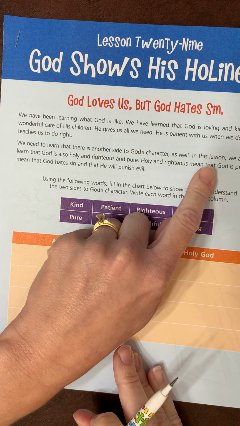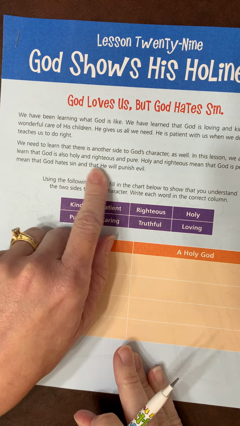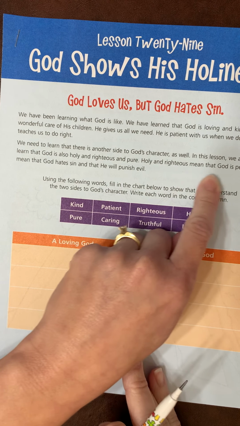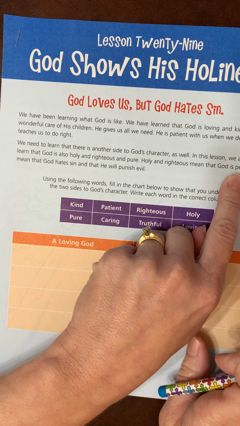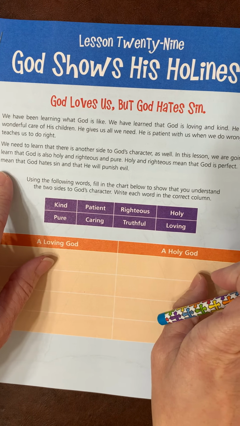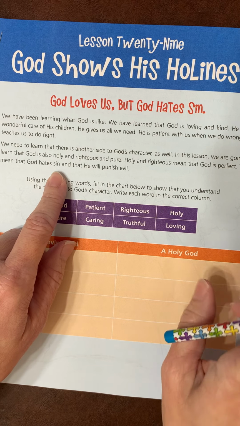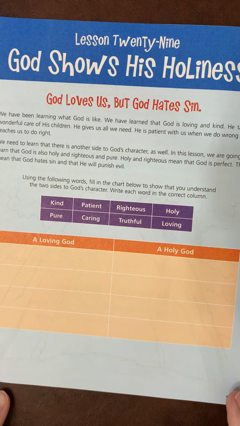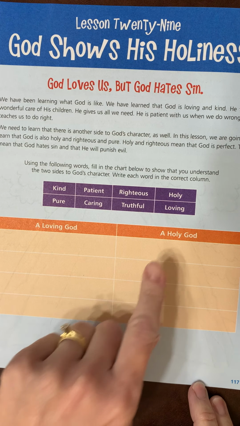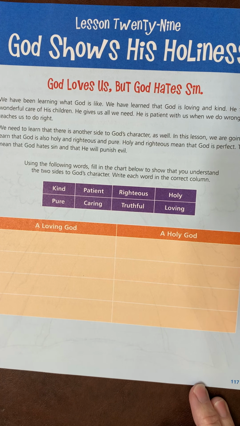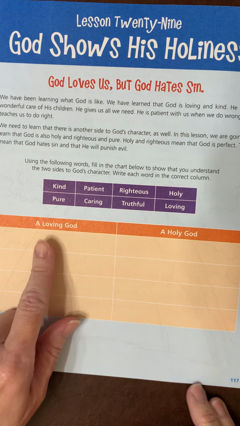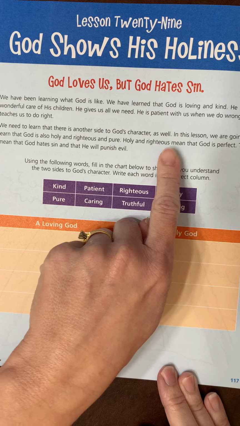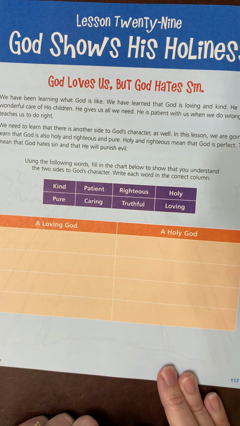In this lesson, we're going to learn that God is holy and righteous and pure. Holy and righteous means that God is perfect. They also mean that God hates sin and that he will punish evil. So we're going to take these words in our purple box and put them in the chart so that you can understand the two sides to God's character. Okay, so we have a loving God and we have a holy God. Remember, holy means God's perfect.